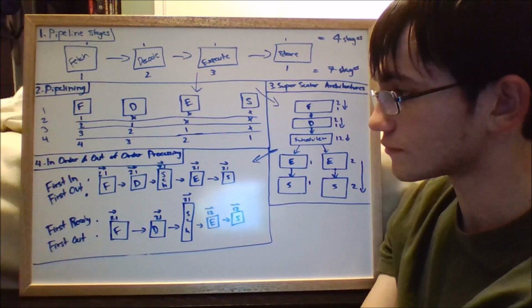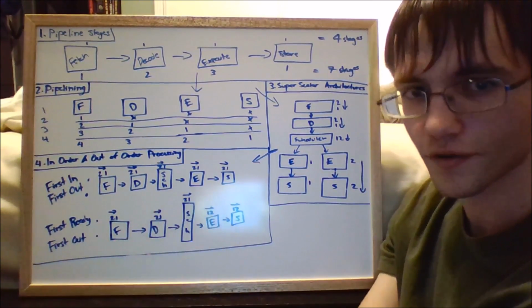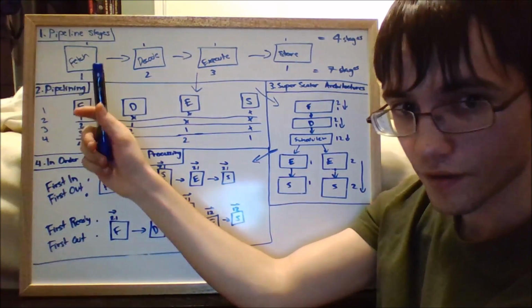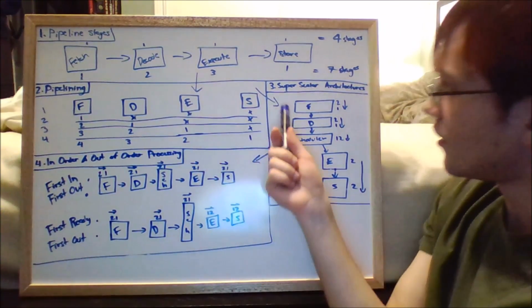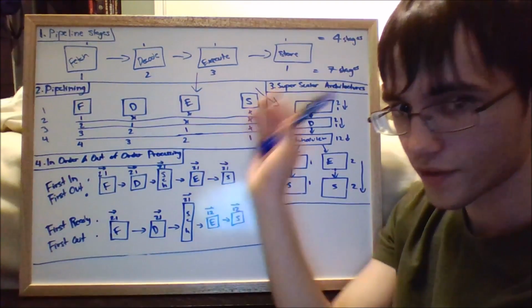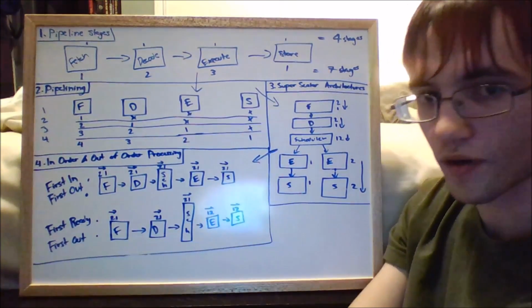And yeah. So today we learned, sort of abruptly stopped, but that's the concept basically. Today we learned pipeline stages, which all CPUs have, pipelining, technology that all modern CPUs have, superscalar architectures, again, almost all of them have it, and in order and out of order processing, most modern processors have it.